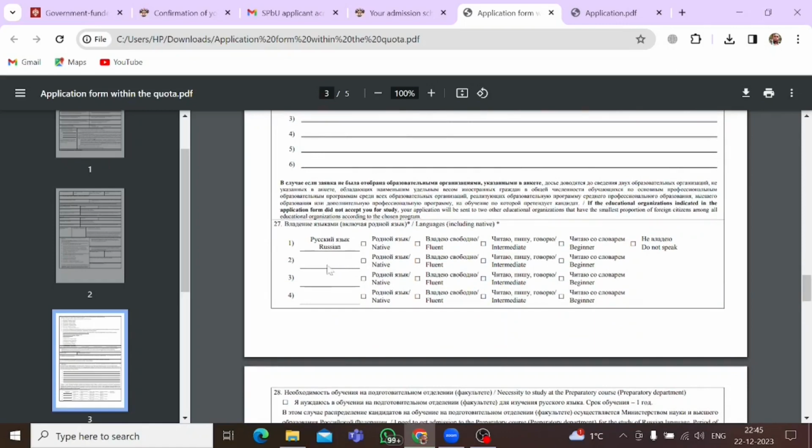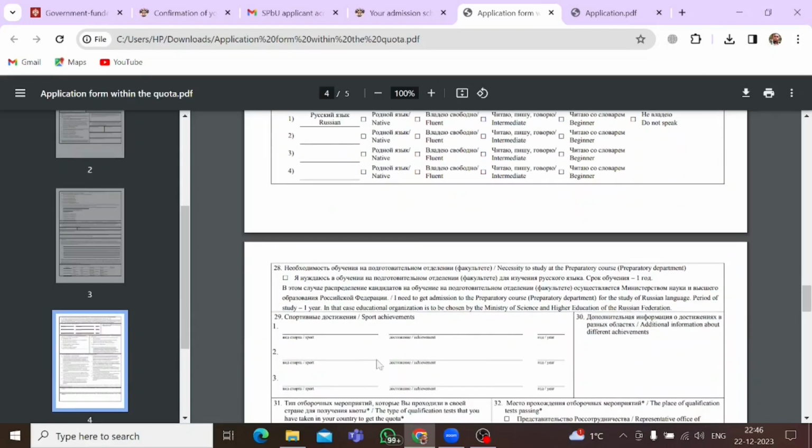With that being said, we come down to the languages. Here you write the languages which you speak. Russian language: do you speak Russian? Are you native, fluent, intermediate, or a beginner? Take any one which is good for you. English, you can write other languages, maybe you speak English, French, Arabic, whatsoever, and then you tick your level: fluent, intermediate, beginner, or native.